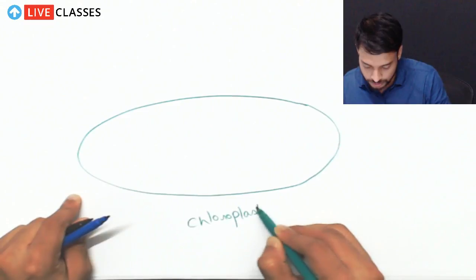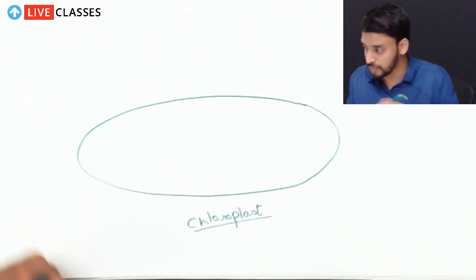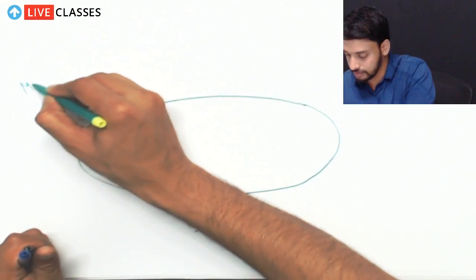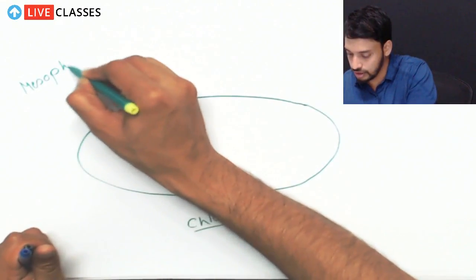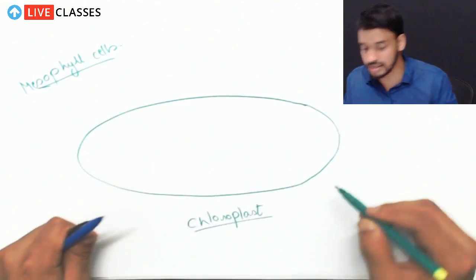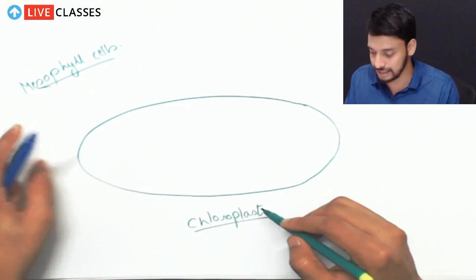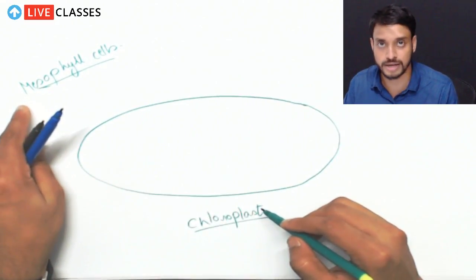Chloroplast. It is present in the mesophyll cells of the plant. So you should remember it. It may be asked in your MCQs: where are these chloroplasts found in plant cells? These are found mostly in the mesophyll cells of the plants.